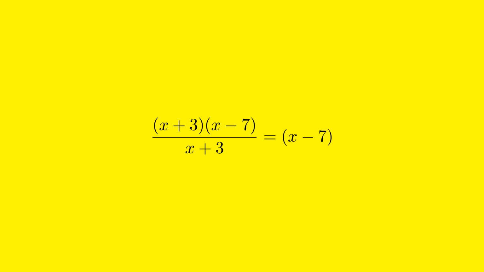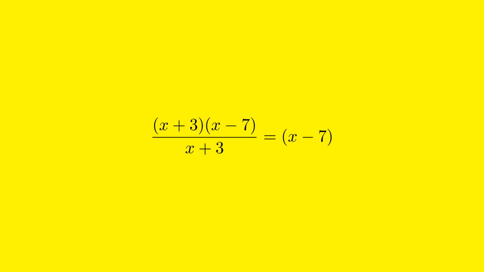Notice that in the numerator and the denominator, we have a common factor, which is x plus 3. Because we have the same term in both the numerator and the denominator, we can cancel them out. Canceling common factors in a fraction simplifies the expression. So, we cancel x plus 3 in the numerator and x plus 3 in the denominator. After canceling, what we have left is x minus 7.